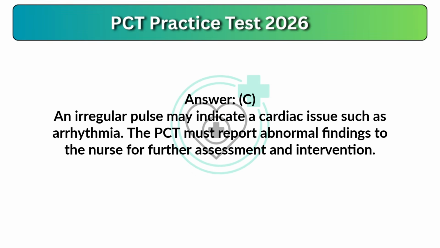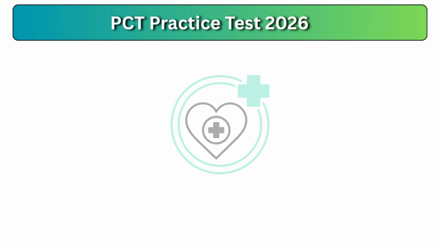Answer C. An irregular pulse may indicate a cardiac issue such as arrhythmia. The PCT must report abnormal findings to the nurse for further assessment and intervention.